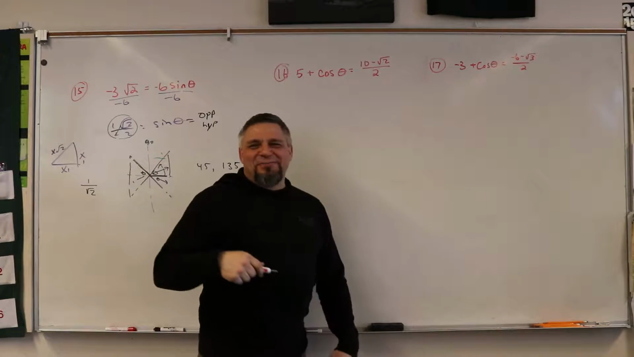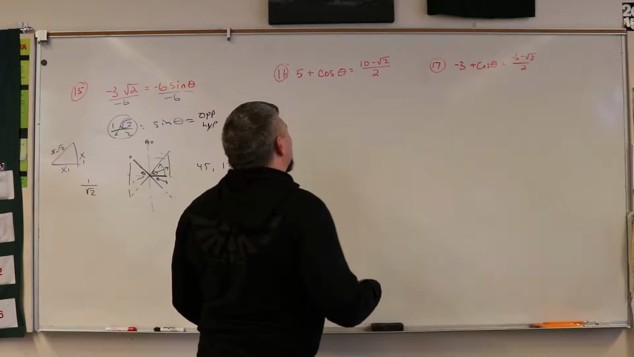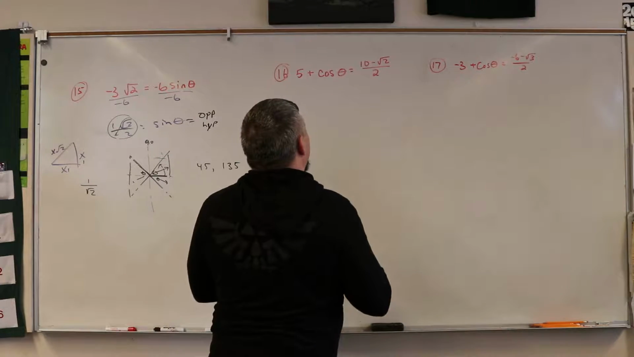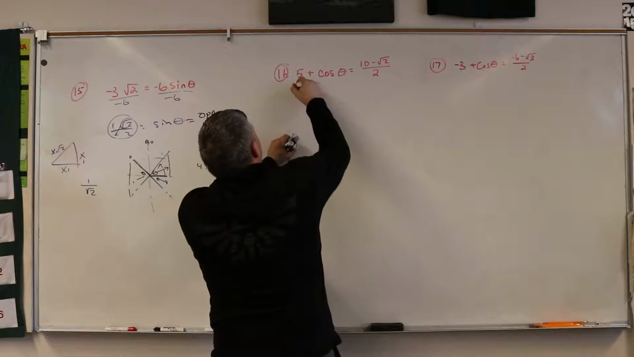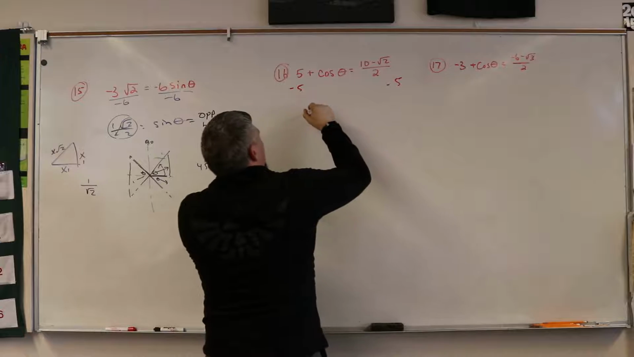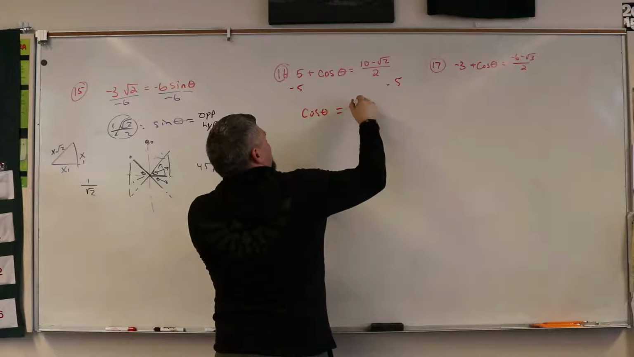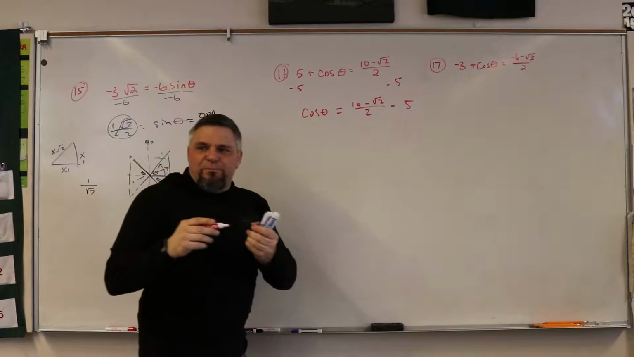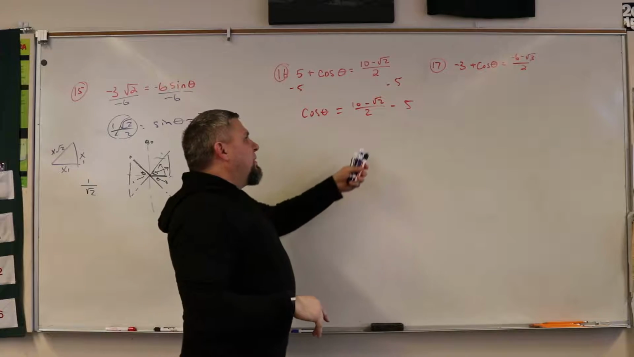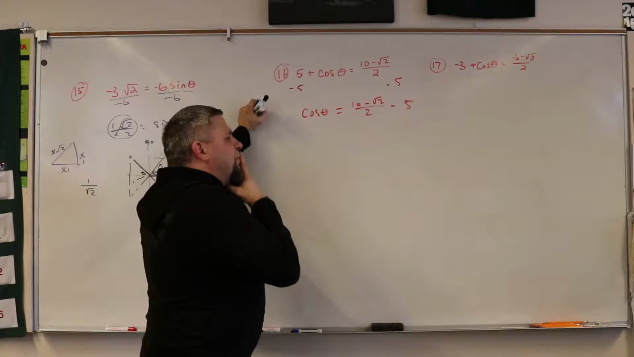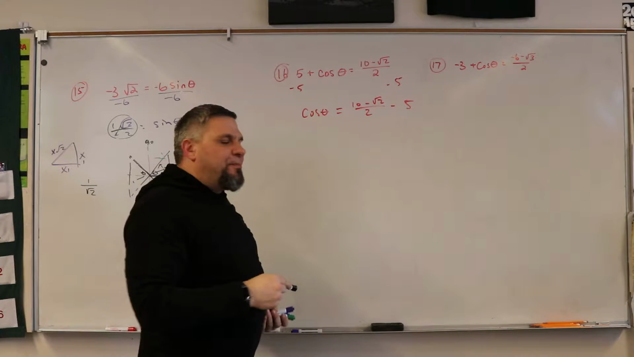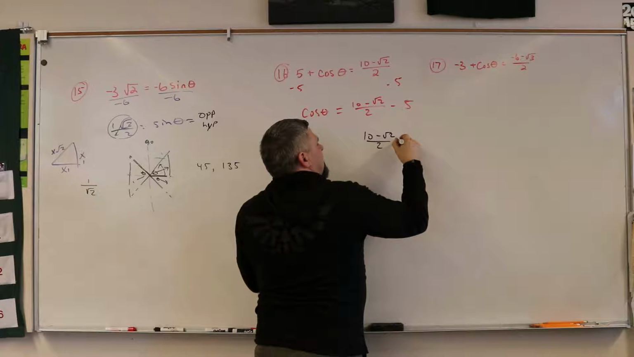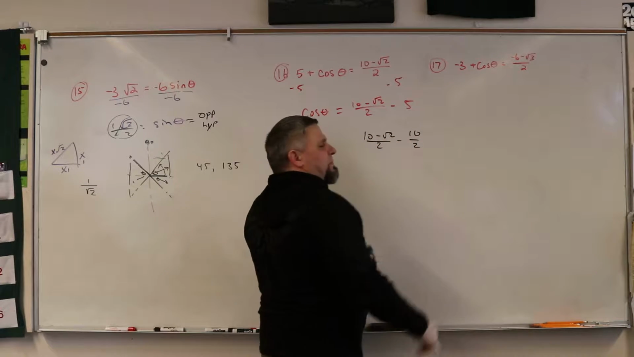All right. So we're gonna move these things, right? So I told you guys, I gotta move this. It's gonna be hard. So I'm gonna subtract the 5, right? So I got cosine of theta is equal to 10 minus the square root of 2 over 2 minus 5, right? And let's think about that. Remember when we had the square root of 2 over 2? Well, wouldn't this just be 10 minus the square root of 2 over 2 minus 10 over 2?